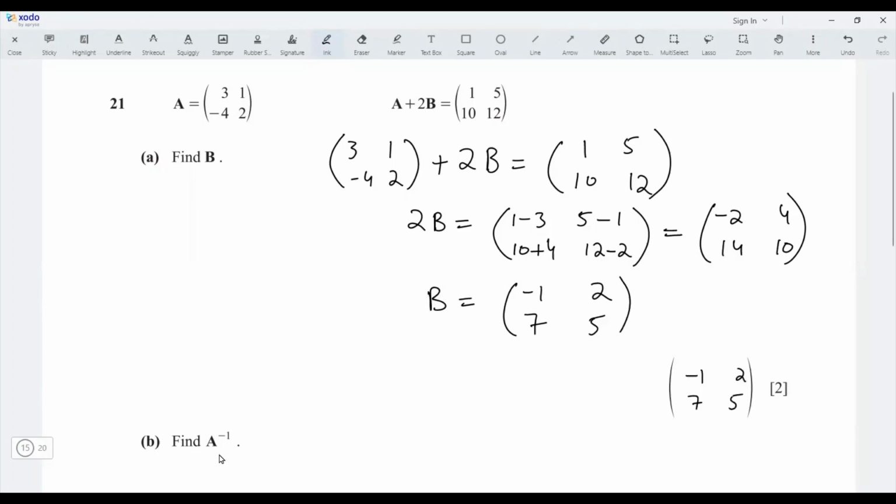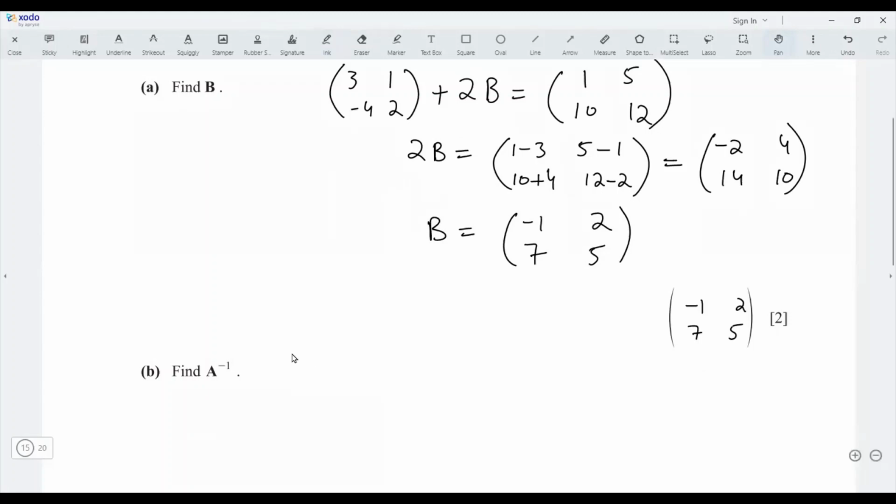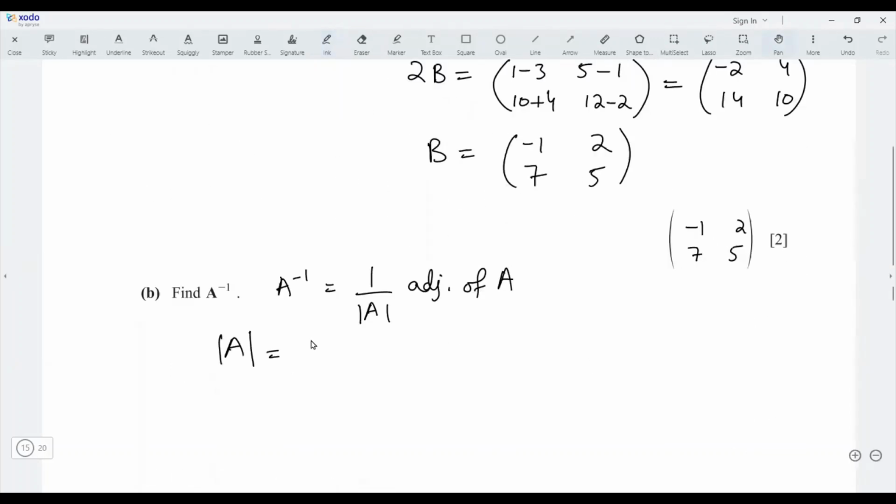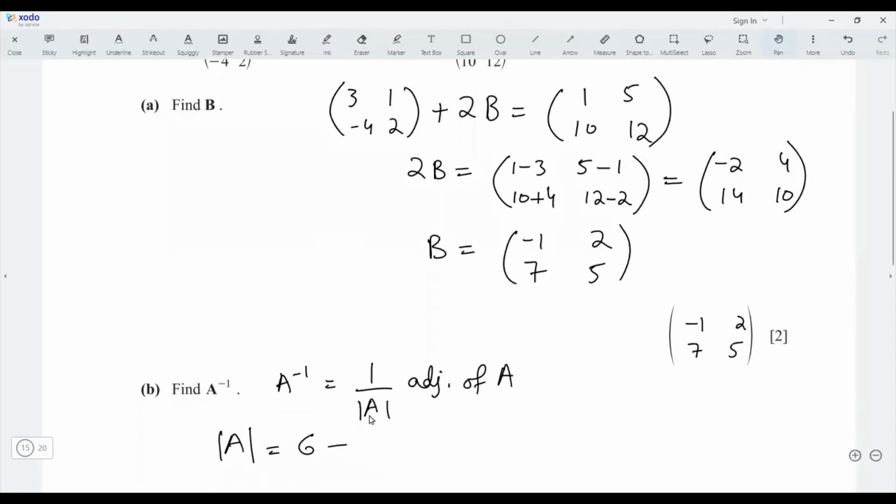So in the next question, we have to find the inverse. How do we find the inverse? The inverse is basically 1 over the determinant of A, multiplied by the adjoint of A. So what is the determinant of A? The diagonal numbers are multiplied: 3 times 2 is 6. Then negative 4 is multiplied with 1, which results in negative 4. This negative is written in the formula for the determinant, so minus minus becomes positive. So 6 plus 4 is 10. So the determinant of A is 10.